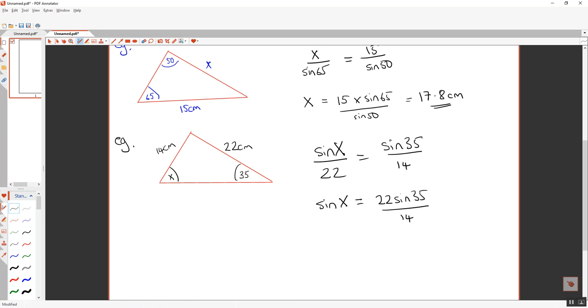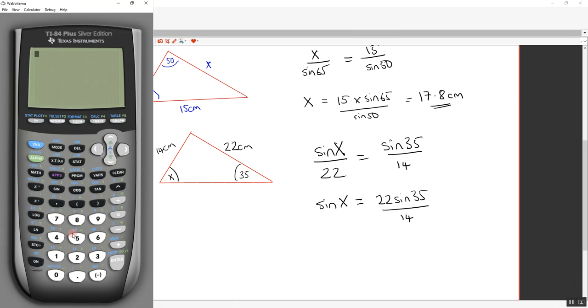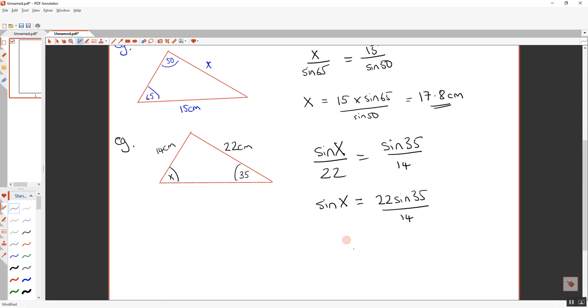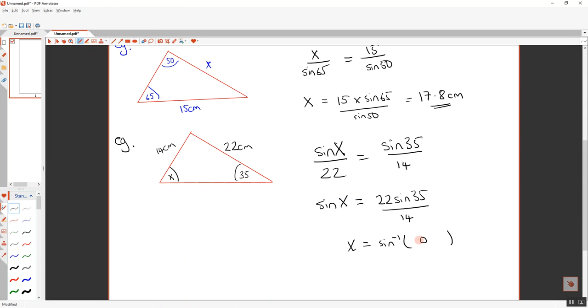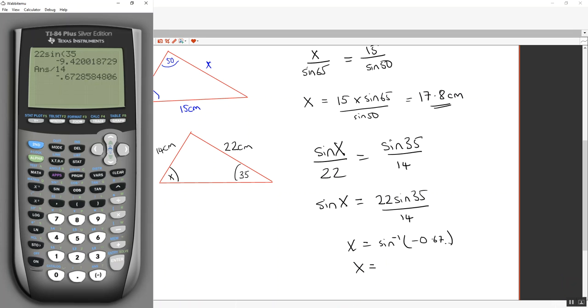Okay, and then here's how I would do this on the calculator. So I've got 22 sine 35, enter, divided by 14 equals that. And then how do I work out what x is? Do inverse sine of all of that number. Now remember you don't want to lose points for your rounding, so make sure you keep that on your screen, so that's negative 0.67 and so on, but you use the whole thing in your calculator.